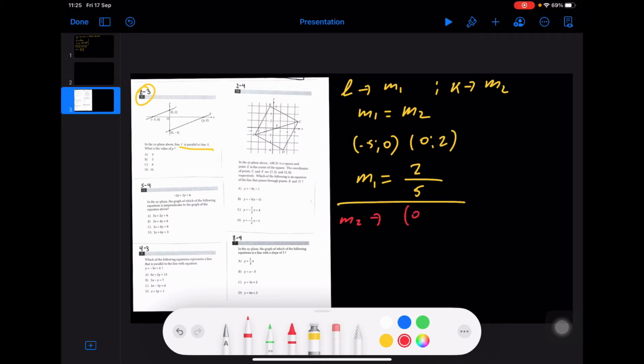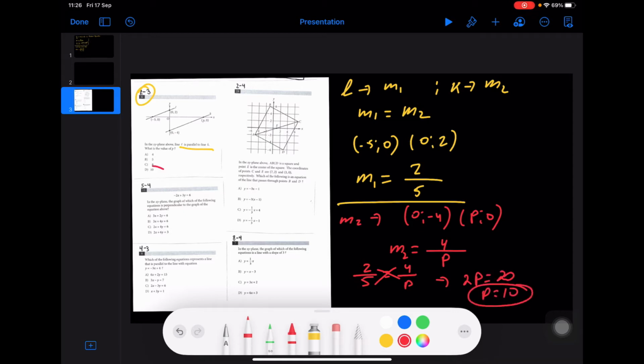Here, points (0, -4) and (p, 0). I can find m2 easily. 0 minus negative 4 is positive 4. p minus 0 is just p. And this is m2 and this is m1. We said m1 should equal m2 because of the parallel rule. And 2 out of 5 should equal 4 out of p. Right now we use the cross multiply rule. 2p equals 20 and p equals 10. Is there 10? Yes, D. This first one.